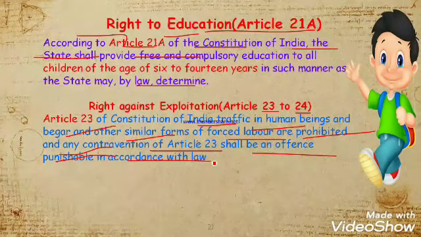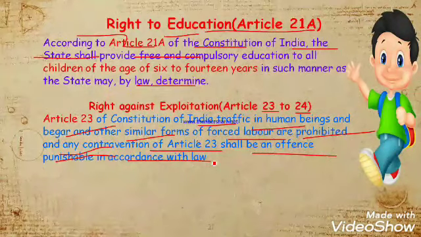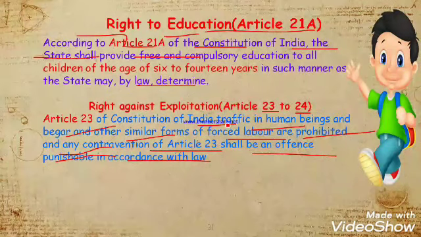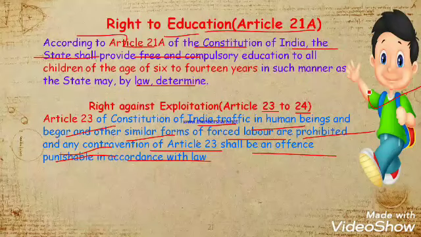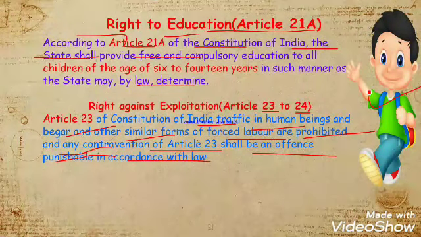So what do you mean by Article 23? You know that human trafficking is illegal, a very bad act. So Article 23 says that when you are forcing a child, for example, this child has been forced to do the work of begging, then this will be a violation of the fundamental right against exploitation, and he can file a writ and can be saved with the help of police if he goes to the police.